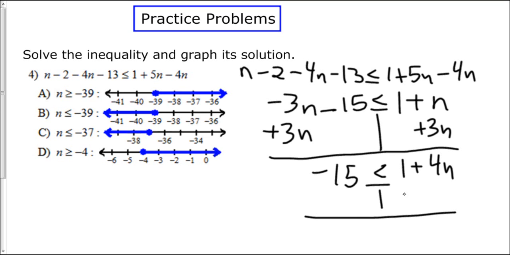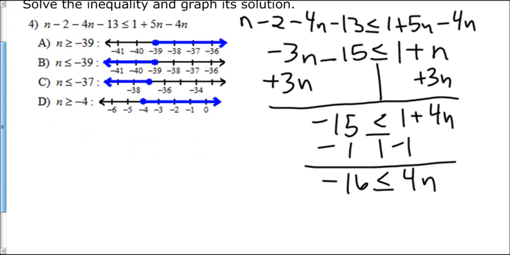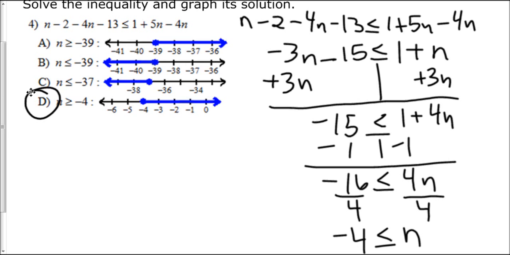I'm going to subtract the 1 on both sides. Negative 16 less than or equal to 4n. I am going to divide both sides by my coefficient, which is positive, and I get negative 4 less than or equal to n, which is the same thing as saying n is greater than or equal to negative 4, so D is my choice. And that's how we solve two-step and multi-step inequalities.